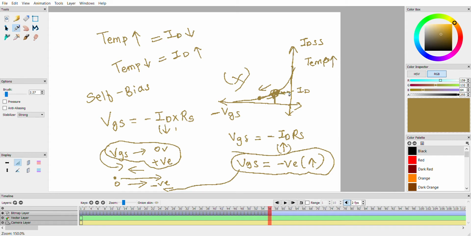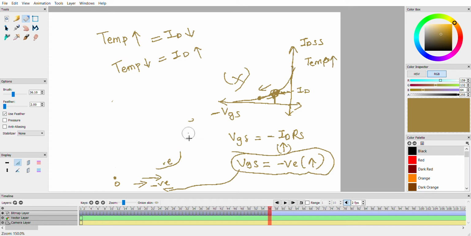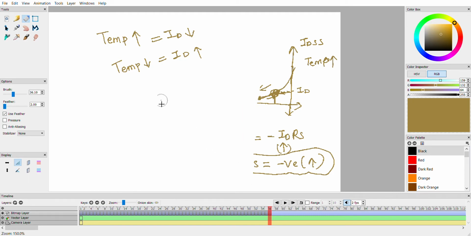So this is the whole idea of what the effect of temperature is on the output current of the JFET. I hope you understood up till now. Now I will try to explain the equation, a little mathematical form. I won't be going deep into that, but still for your better understanding: as we saw, if the temperature increases, then ID decreases, and if temperature decreases, then ID increases.